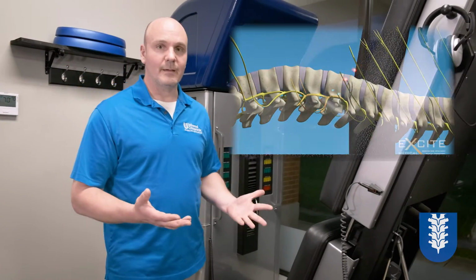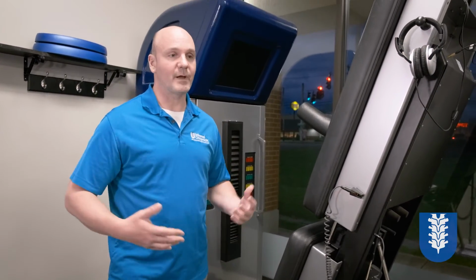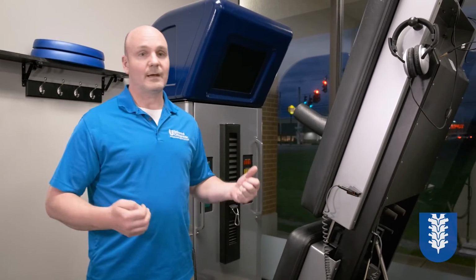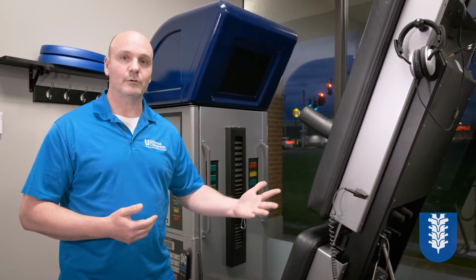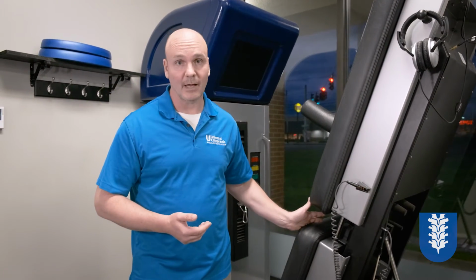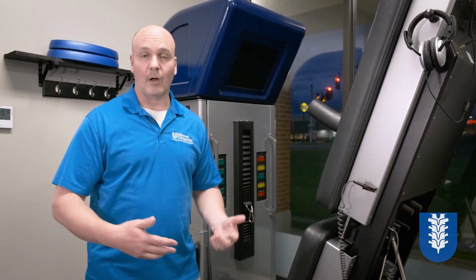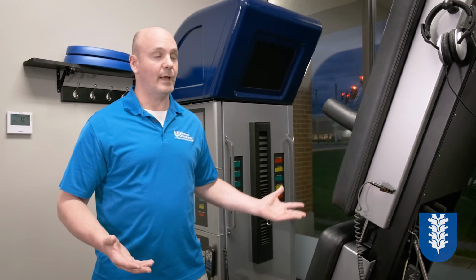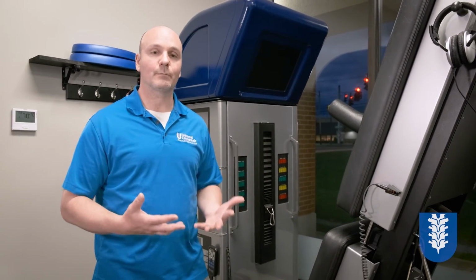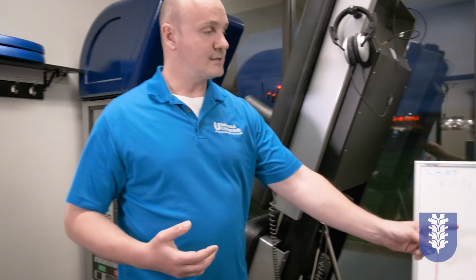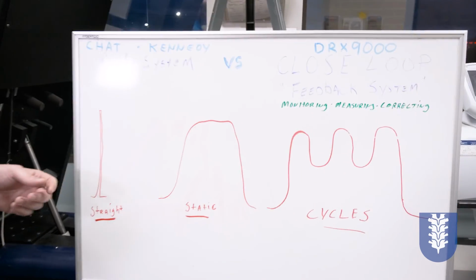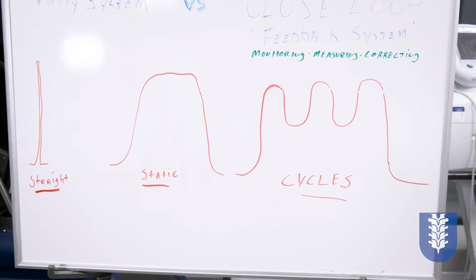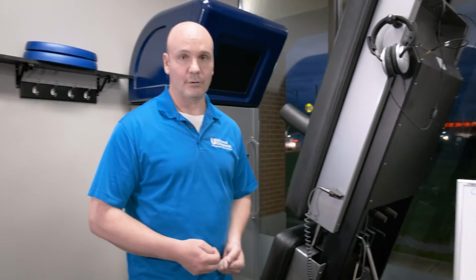But at the end of the day, I've been applying decompression for patients with bulging and herniated discs, and have a lot of success with the Kennedy, Chattanooga tables, and of course the DRX 9000. All three of them are great forms of therapy. It all depends on what you can afford and what your budget allows. But at the end of the day, if you're doing some form of decompression, accomplishing a static pull or cycles versus a straight pull, you're going to have much more success in reabsorbing that bulging or herniated disc.